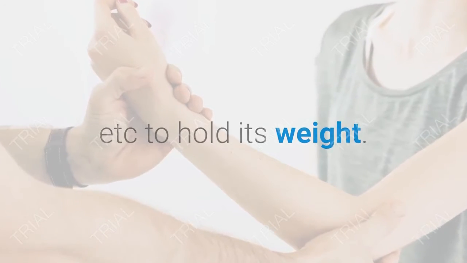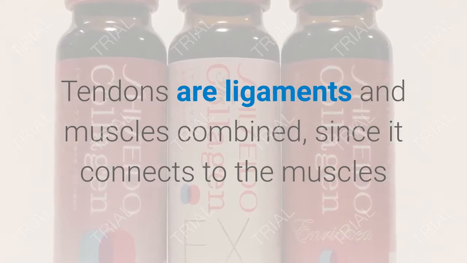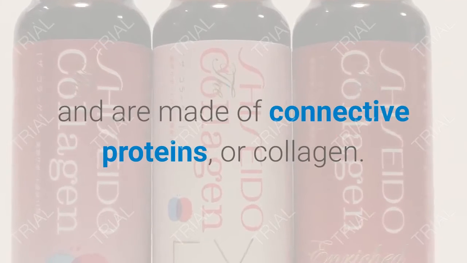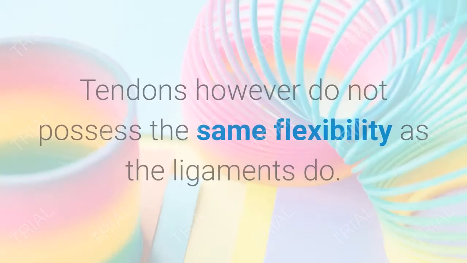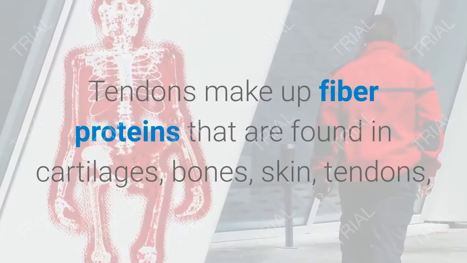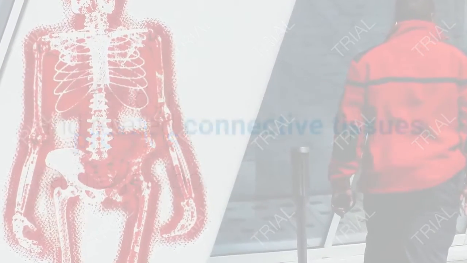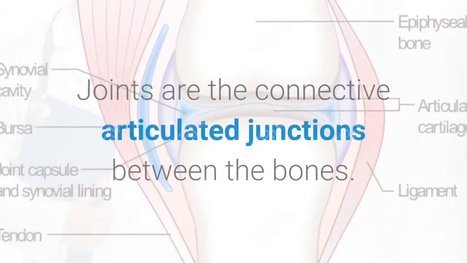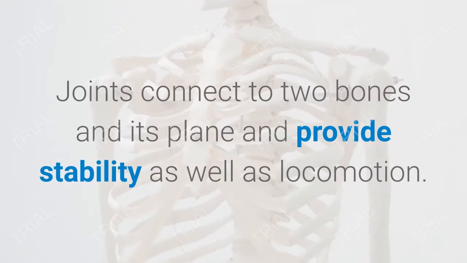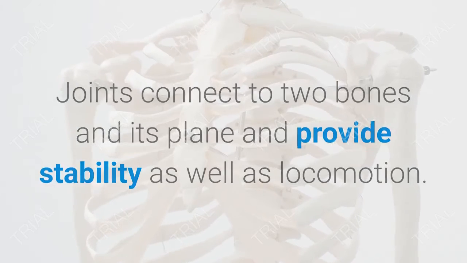The bands, fiber, and bones join to encircle the joints, which gives one a source of strength. Body weight requires cartilages, joints, ligaments, bones, muscles, etc. to hold its weight. Next to ligaments are tendons. Tendons are ligaments and muscles combined, since they connect to the muscles and are made of connective proteins, or collagen. Tendons, however, do not possess the same flexibility as the ligaments do. Tendons make up fiber proteins that are found in cartilages, bones, skin, tendons, and related connective tissues.